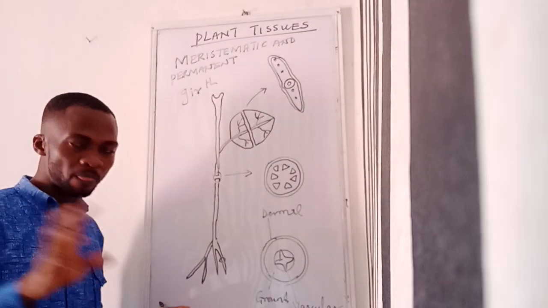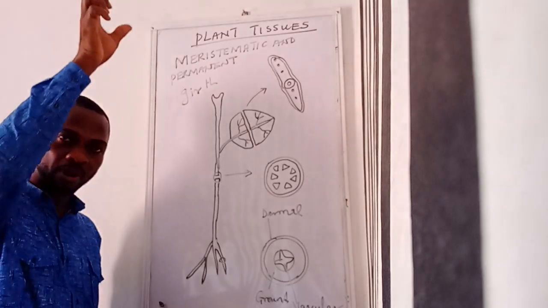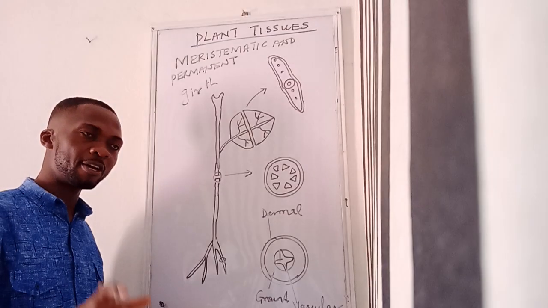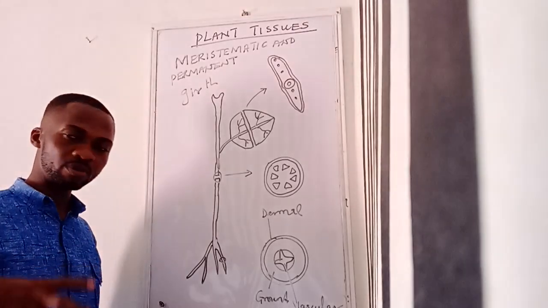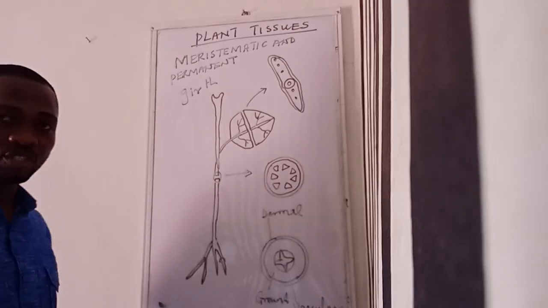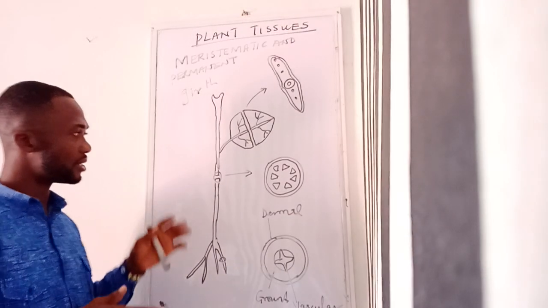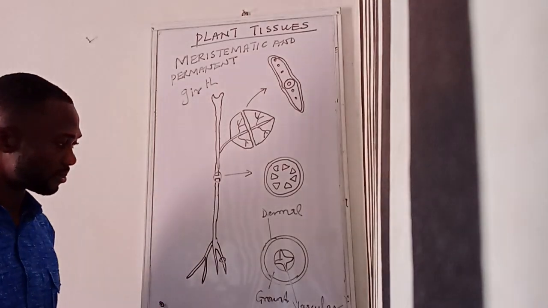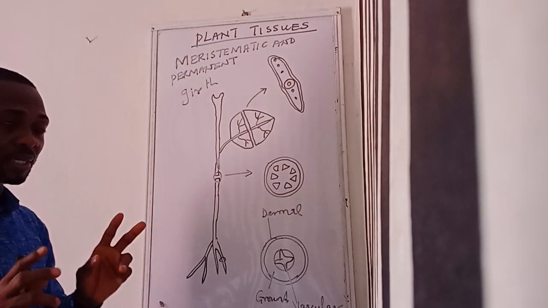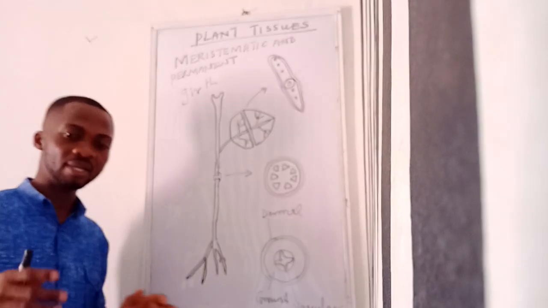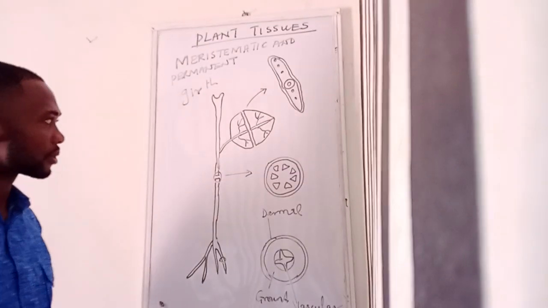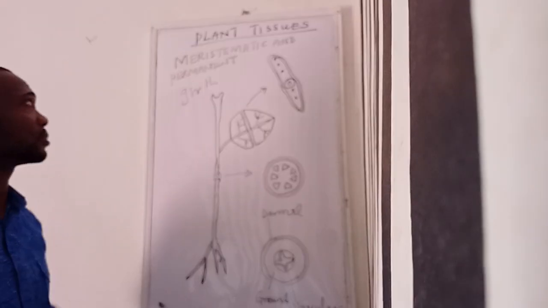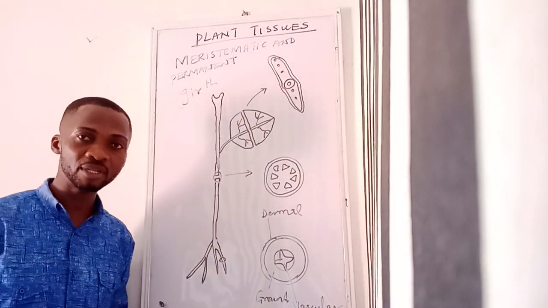So there are two major growths in plants. The primary growth: what powers the primary growth is the apical meristem. Then what powers the secondary growth is the lateral meristem. Of course, we also have the one they call the intercalary meristem, but I don't want to go into that. So basically, we have the apical and the lateral meristem. Apart from this meristematic tissue, another kind of tissue is called the permanent tissue.